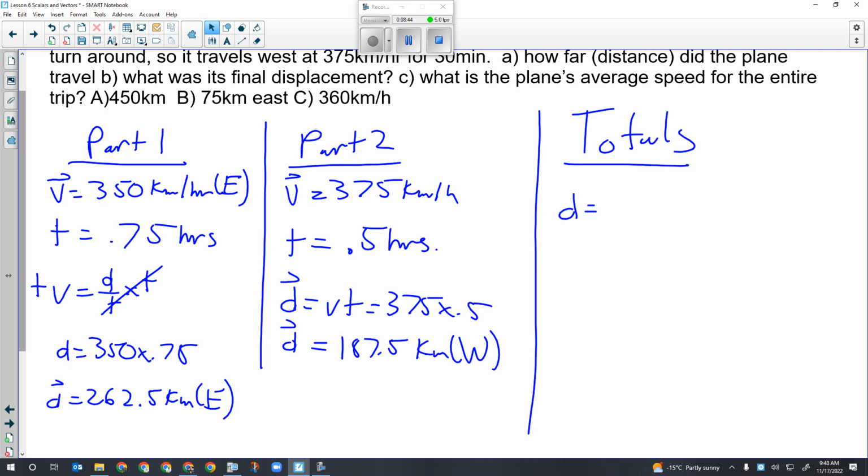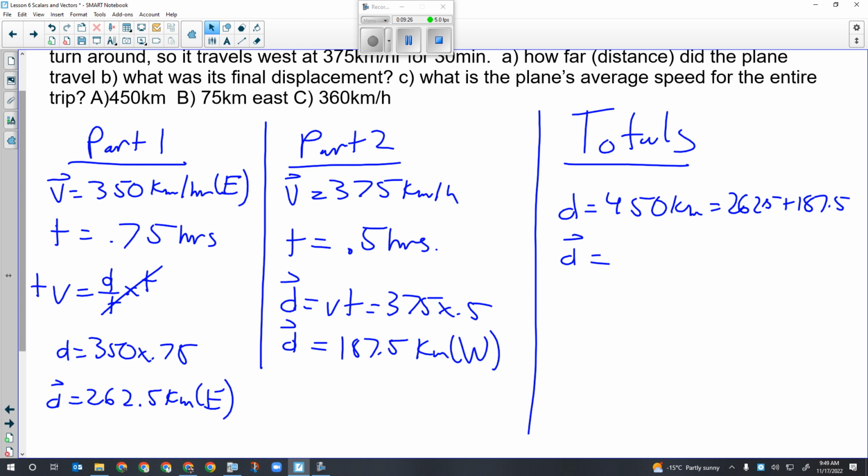Okay, how do I find my total distance? I have the displacement for part 1, I have the displacement for part 2. What do I do with those two numbers to get one distance? Add them together, and I don't care about the direction. Okay, so 262.5 plus 187.5 will give me my total distance, which should be 450 kilometers. Okay, so all I did was take 262.5 plus 187.5, and I got my 450.